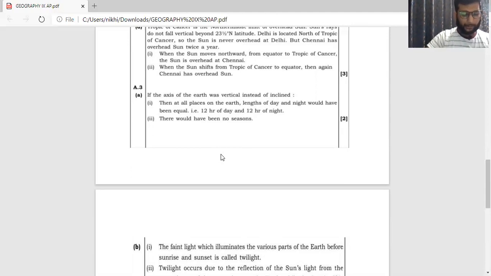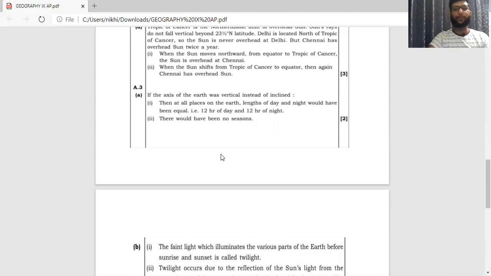All right, so first is: mention any 2 possible consequences if the axis of the earth was vertical instead of inclined. So if the axis of the earth, instead of being inclined, would have been vertical, first, all the places on the earth, their lengths of the day and night would have been equal. That is 12 hours of day and 12 hours of night. They would have been getting it equally.